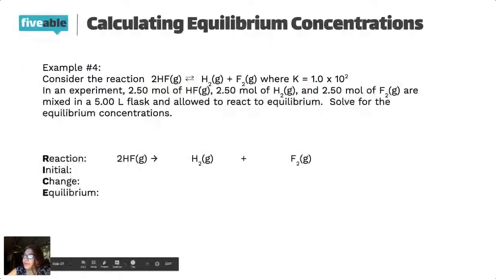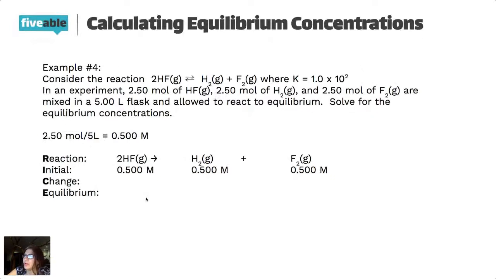Right, we divide that 2.50 by 5 liters, and that's for all the species. So we have these values. Maybe it's not so evident now in which direction will the reaction shift. So what do we need to do to figure out if this is minus X plus X plus X or plus X minus X minus X? How do we decide?